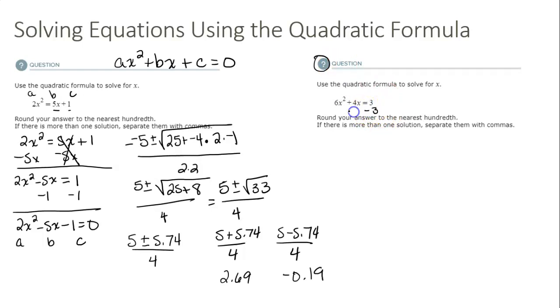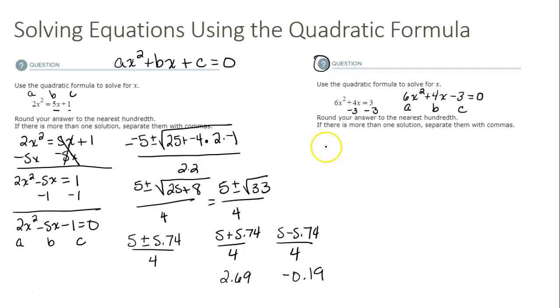Welcome back. You should have recognized that it was not equal to 0, so we're going to subtract 3 from each side. So we have 6x squared plus 4x minus 3 equals 0. This is now A, B, and C. All right, you pause the video and see if you can substitute into your quadratic formula, and then we'll check it together.